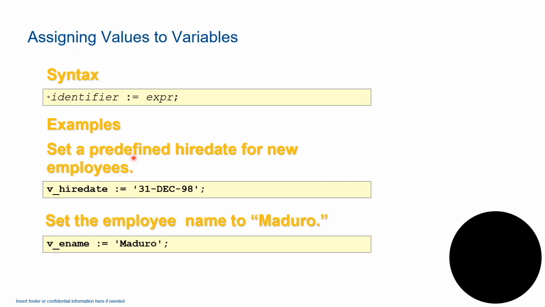Now assigning values to variables. We have to assign some values, so identifier, and here is the syntax basically. For example, set a predefined hire date for a new employee. We have defined a hire date like 31st December 98. Set the employee name to Maduro. So we have assigned a particular variable a particular value, that is Maduro. These are some basic examples.